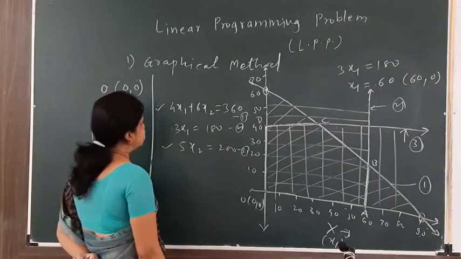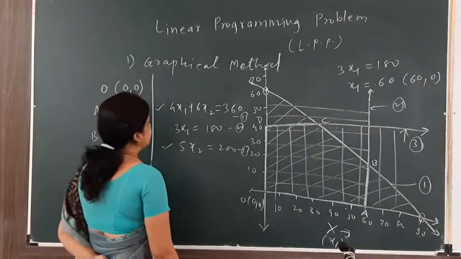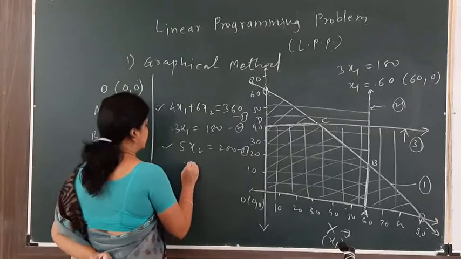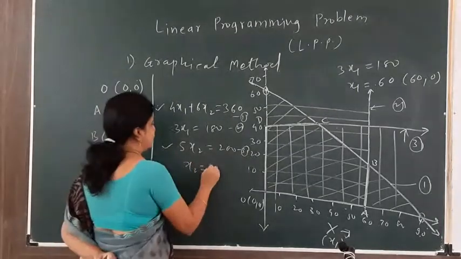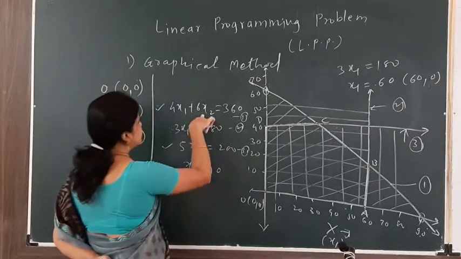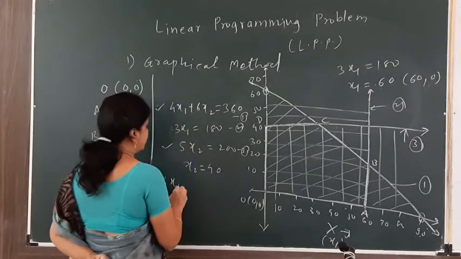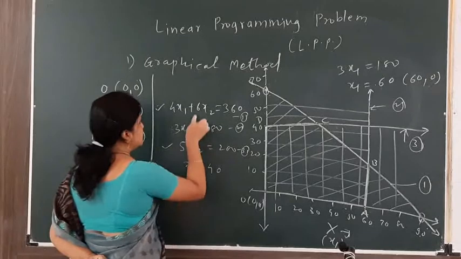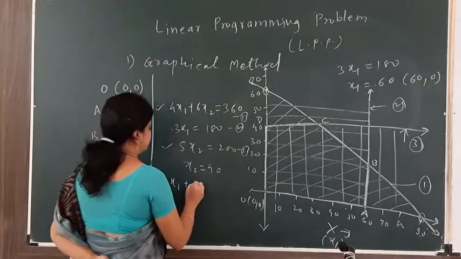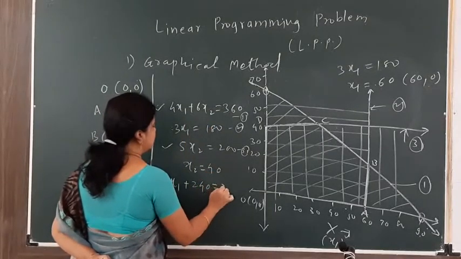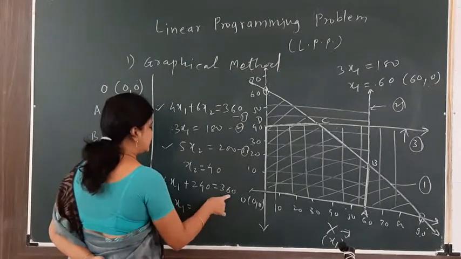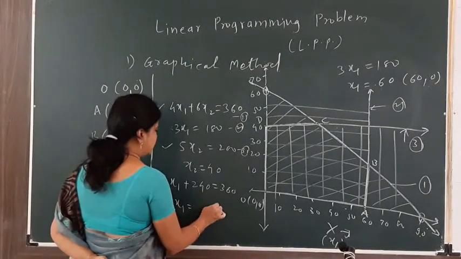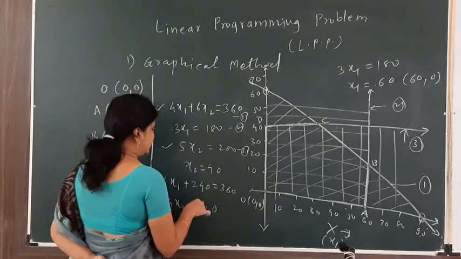So to solve these equations, we can solve this equation actually. x2 is equal to 200 divided by 5, so x2 is 40. Put the value of x2 as 40 over here. We get 4x1 plus 6 into 40, that is 240, is equal to 360. So 4x1 is equal to 360 minus 240.